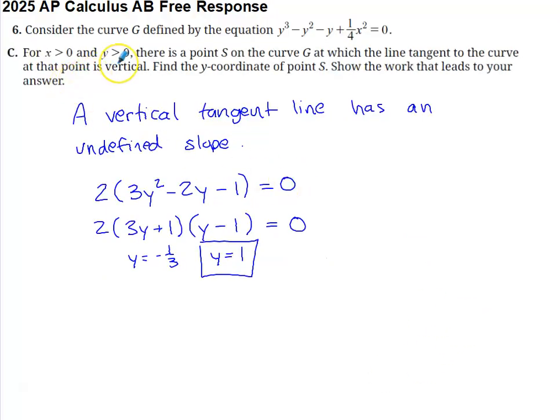For x and y being positive, there's a point S on the curve G where the line tangent to the curve at that point is vertical. We're asked to find the y-coordinate of point S and show the work that leads to your answer.